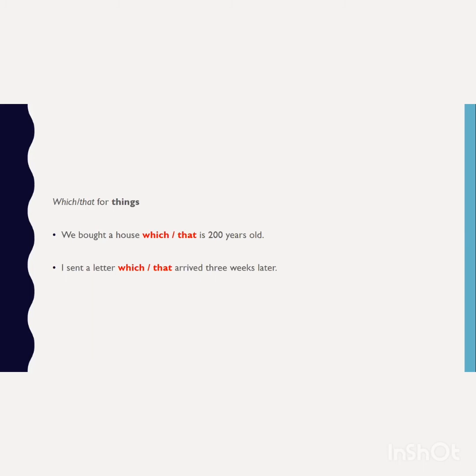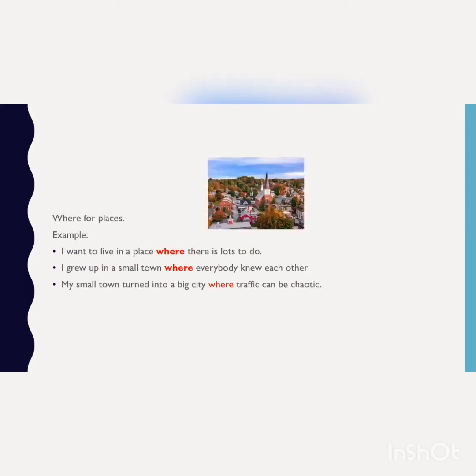Okay, another example. We use where for places. So let us look at this example. I want to live in a place where there is lots to do. Notice that in the first part of the sentence, we're talking about the place. And after where, the relative pronoun, we give what? Additional information about what we are talking about.